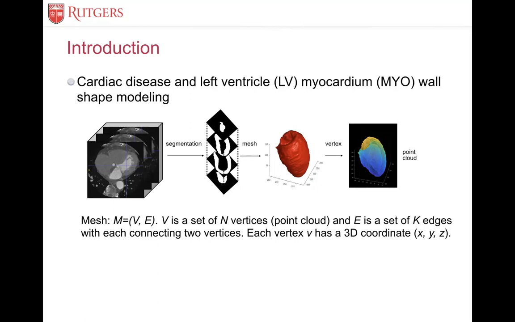The set of vertices forms a point cloud, and each vertex v in this point cloud has a 3D coordinate x, y, and z. The mesh is a description of the 3D shape of an object. The point cloud is also a sparse representation of the 3D shape.